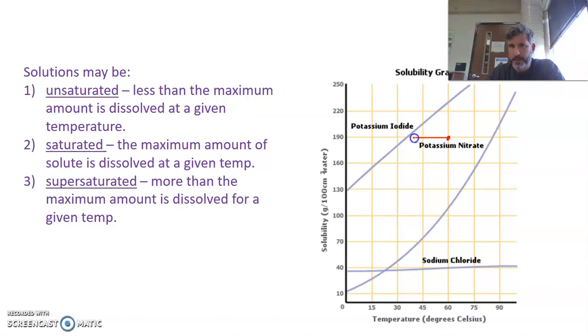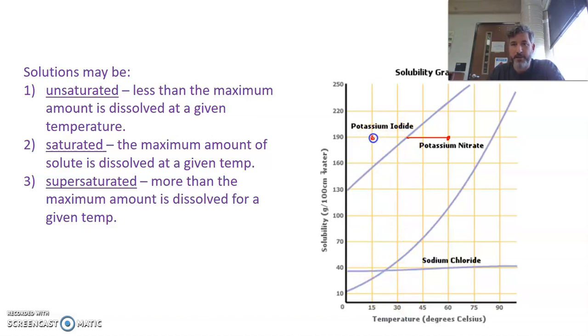How much would I have to cool it down in order for it to become saturated? We would have to cool it all the way down to this point where we're on the line. If I still have just 190 grams of potassium iodide in my solution, I would have to cool it down to about 30, maybe 35 degrees Celsius for it to be saturated.